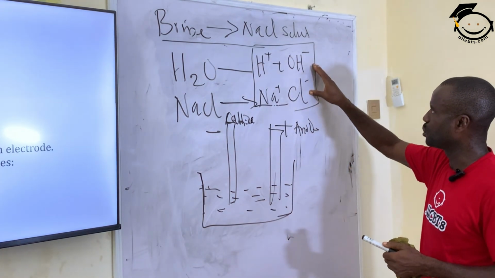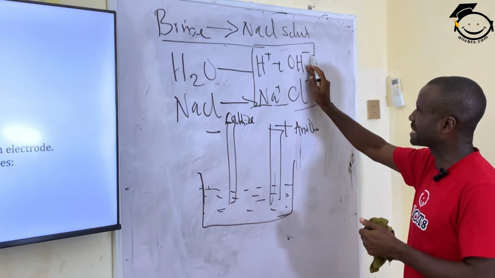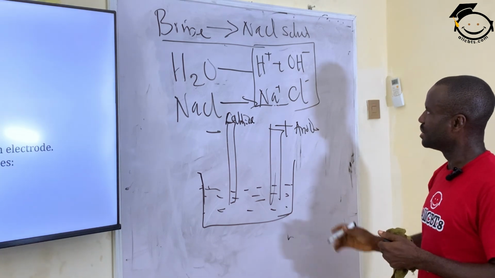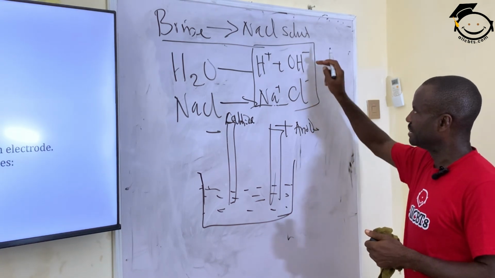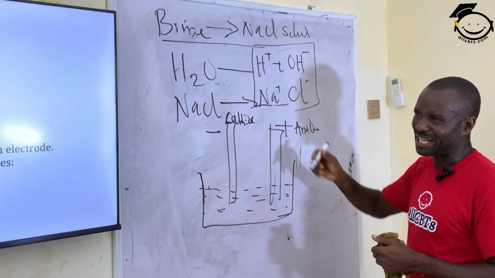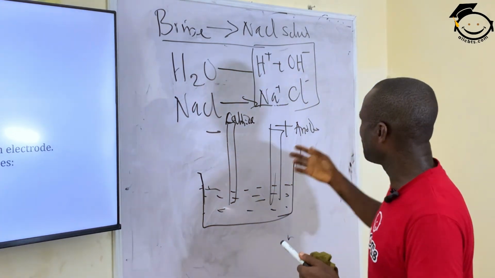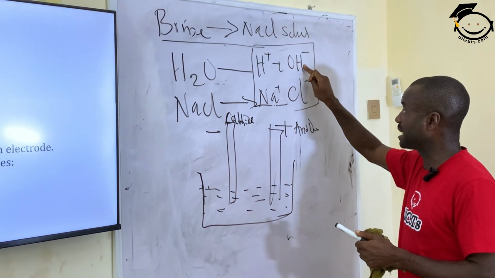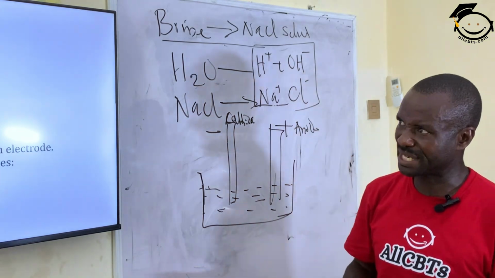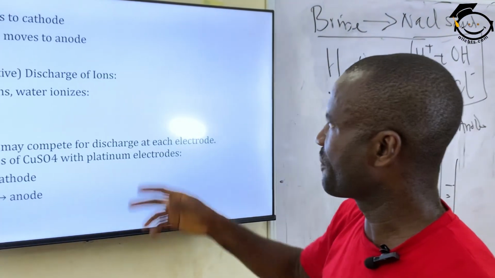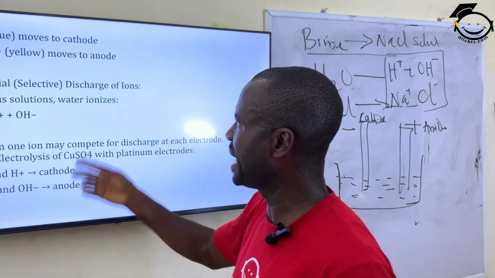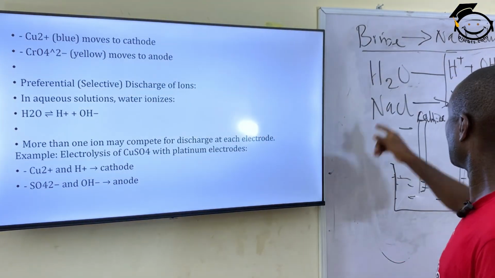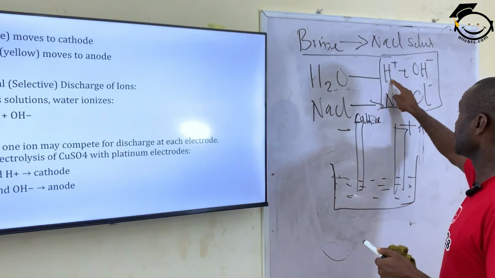Then let's look at the other side too. On this side, we have the hydroxide ion and the chloride ion. Both of them are coming here to compete. Which of them will be preferred to the other? These are the conditions that must be spelled out. Why would the anode prefer hydroxide ion to chloride? They are based on conditions. So those are the conditions we want to look at now. Preferential or selective discharge of ions. In aqueous solution, water ionizes, meaning it will break down into hydrogen ion and hydroxide ion.